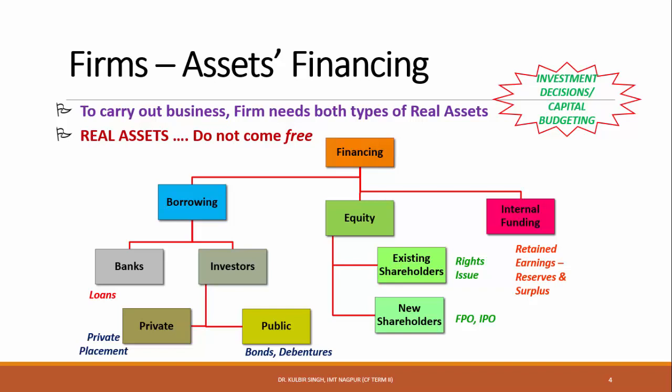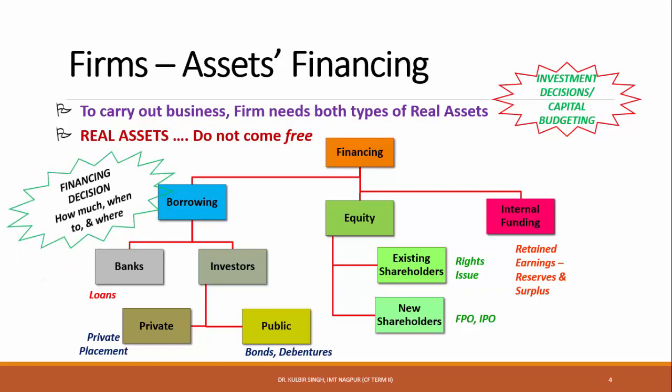These various sources of financing comprise the financing decision. It deals with how much finance to be raised, when to raise, and from where to raise. Another equally important decision in financing deals with the proportion of borrowing and equity. That is, how much debt we had to take and how much equity we had to take. This mix of debt and equity is referred to as capital structure of a firm.